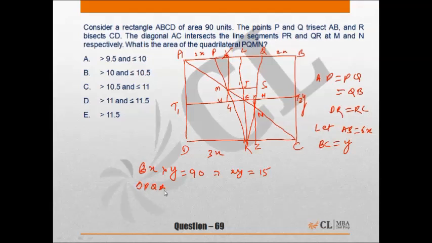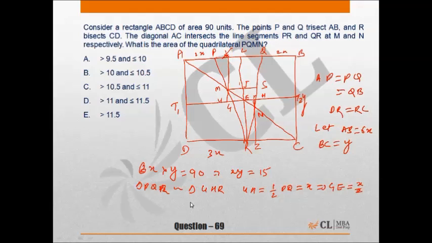triangle PQR is similar to triangle GHR, and we know that T1 T2 is the midpoint of AD or BC. So from here we get GH as half of PQ. PQ is 2x, which means GH will be x, and from there GE will be x by 2.